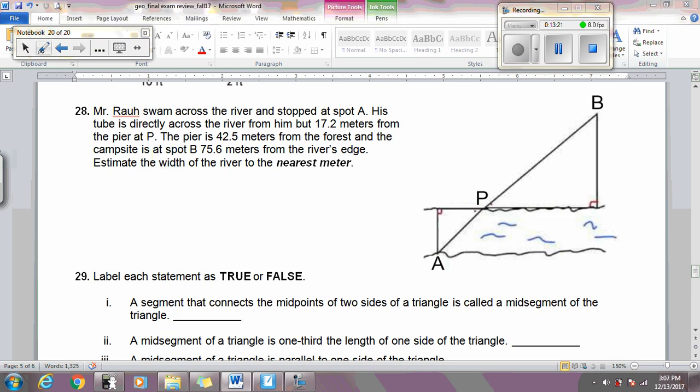Okay, number 28. Mr. Rao swam across the river and stopped at spot A. His tube is directly across the river from him, but 17.2 meters from the pier. So this is 17.2 right there. The pier is 42.5 meters from the forest. So this pier is 42.5. Here's your forest, with your trees. There's my tree.